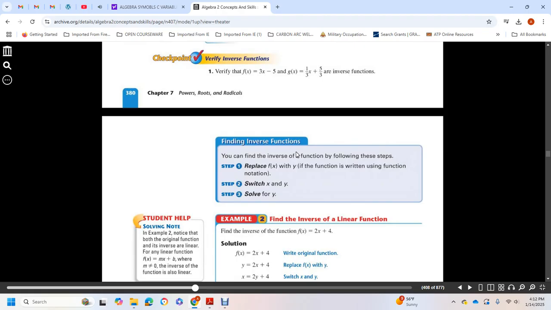Finding inverse functions: you can find an inverse function following these steps. Replace the function f(x) with y, written using function notation, switch x and y, and solve for y.